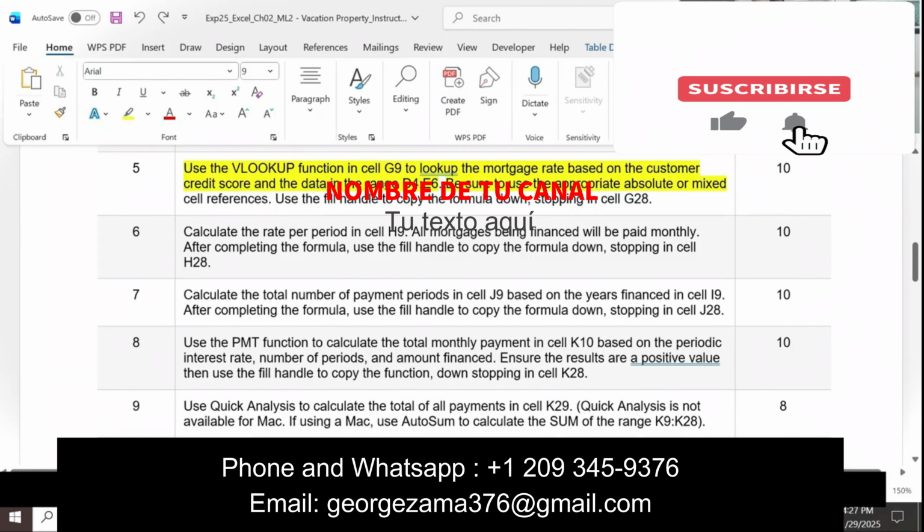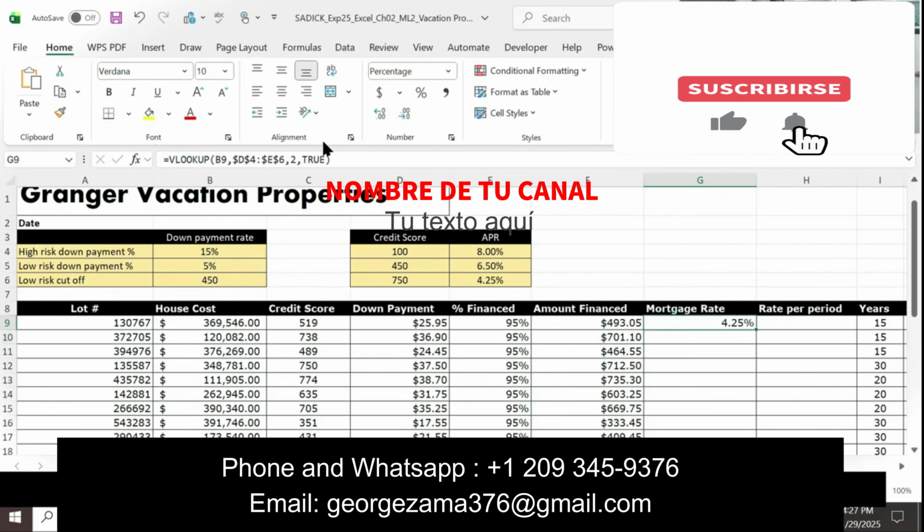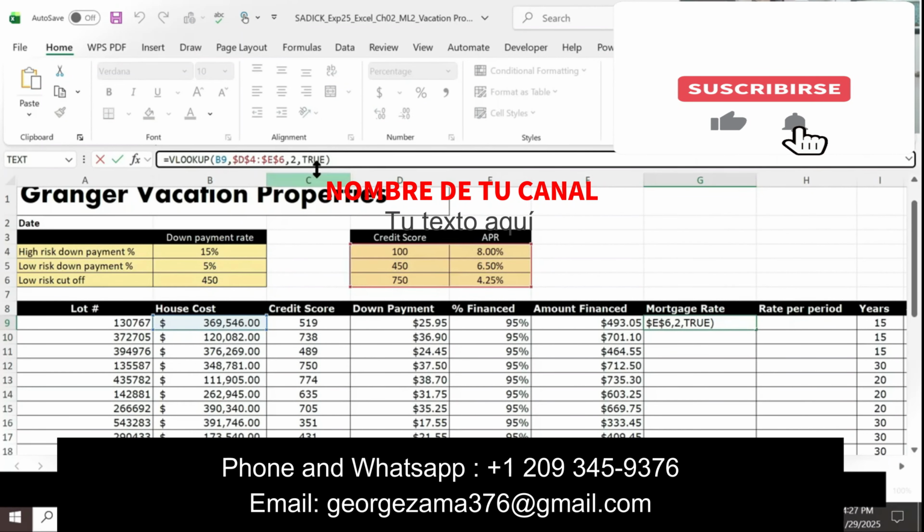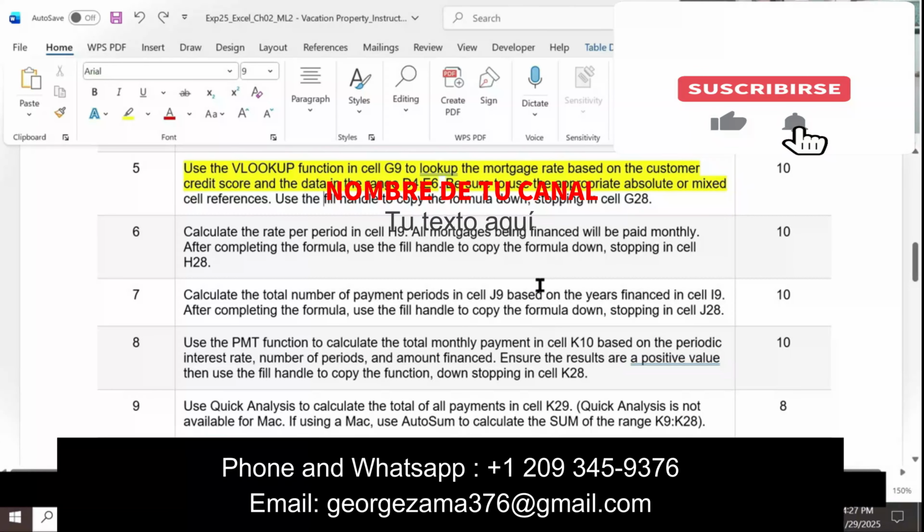So question number 5 is done. In question number 5, we have to use the VLOOKUP function in cell G9 to look up the mortgage rate based on customer credit score and data in the range D4 to D6. Here it is mentioned D4 to D6. That's why we just select that D4 to D6 here. Then 2 because we have to use APR. Then be sure to use appropriate absolute or mixed cell reference. Then in the last, use fill handle to copy down the formula, stopping at cell G28.